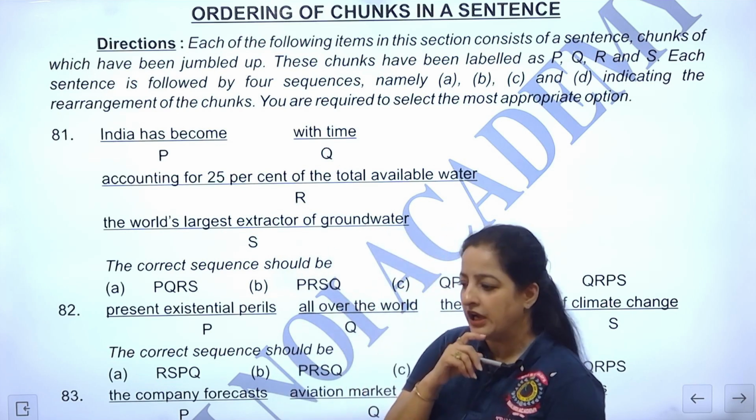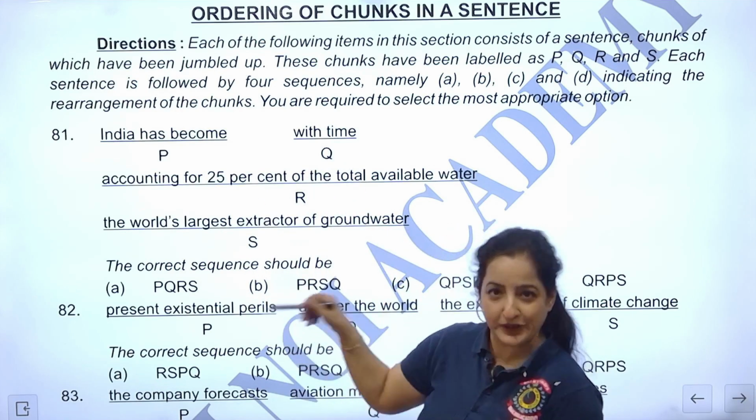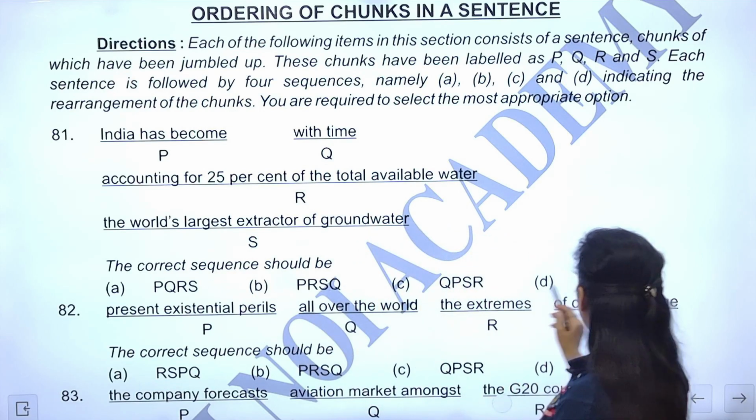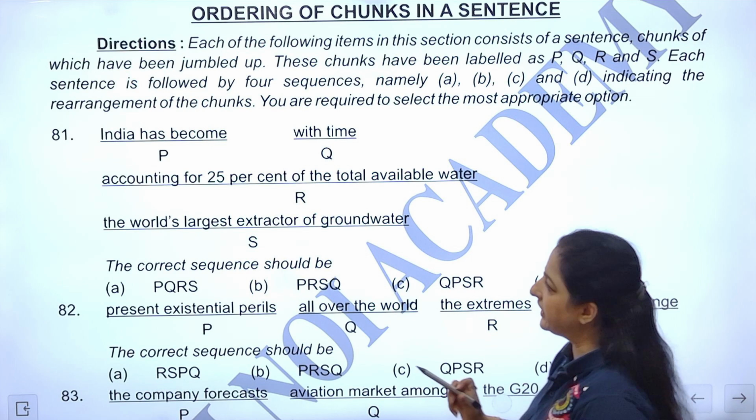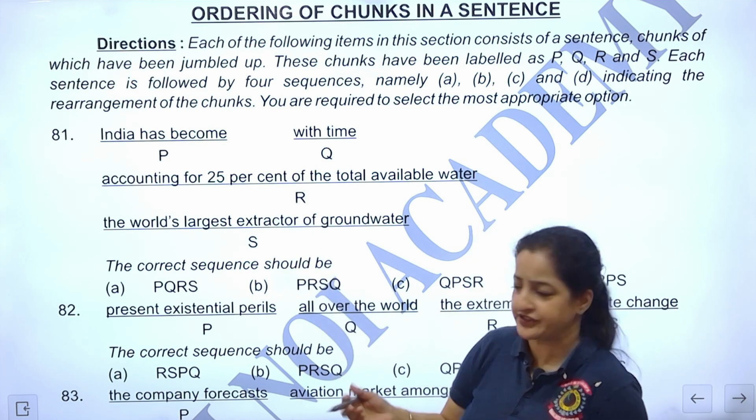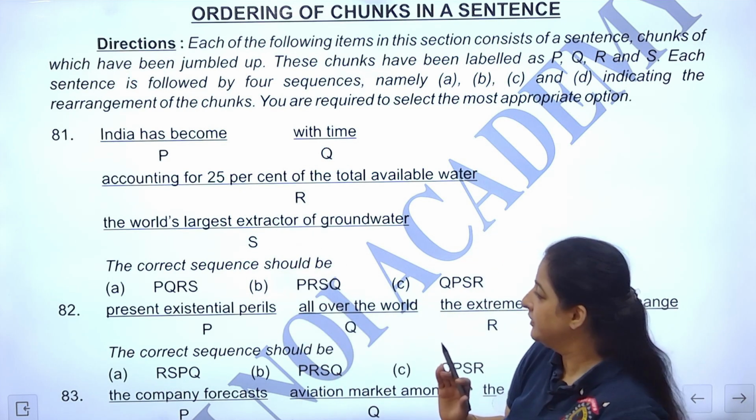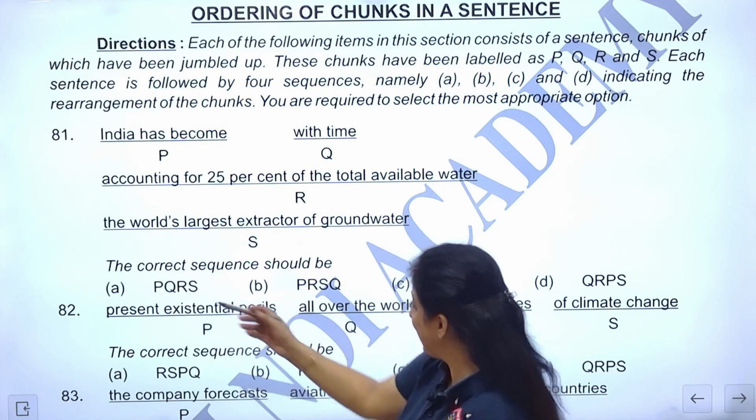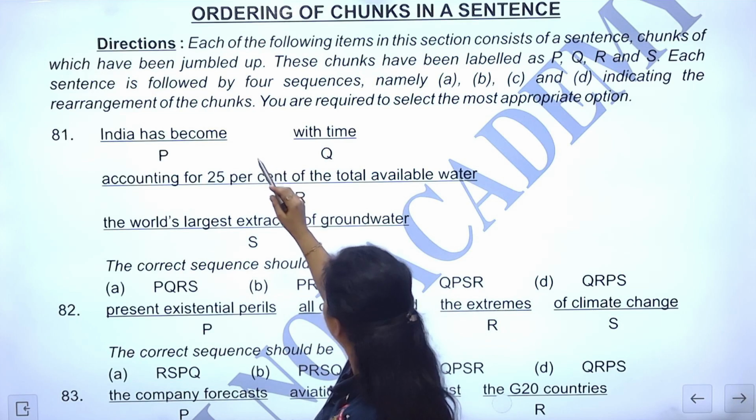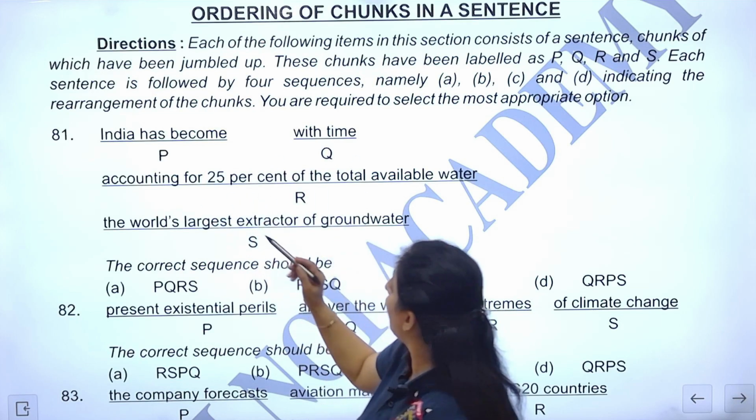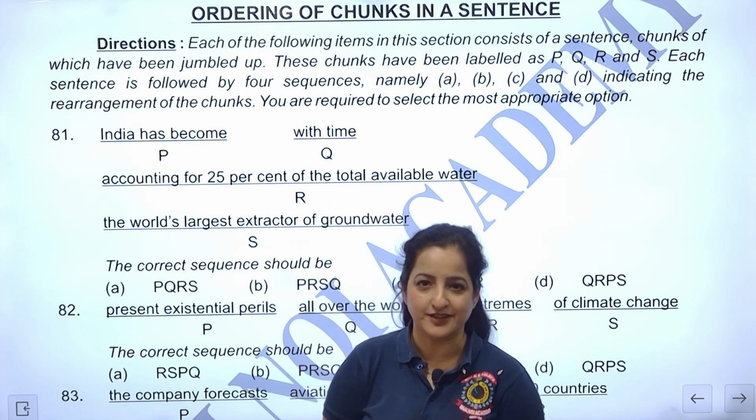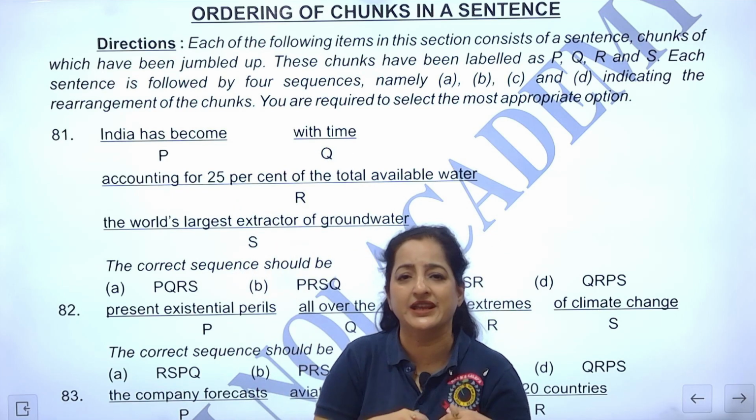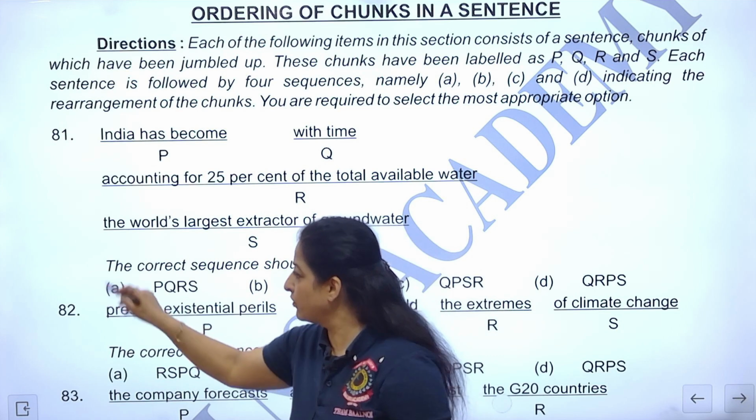Like I said, do not read the question. So we'll not read it. We'll look at the options. Beginning with P, Q, and Q. Which means we cannot begin with R and S because there is no such option. So we start working out the PQR. It's as it is. Which India has become with time, accounting for it did not connect. India has become with time and accounting for. Did you see? It does not make any sense. So we can rule out this option.